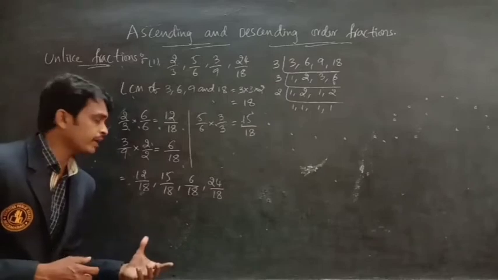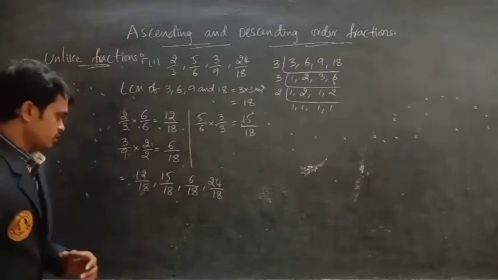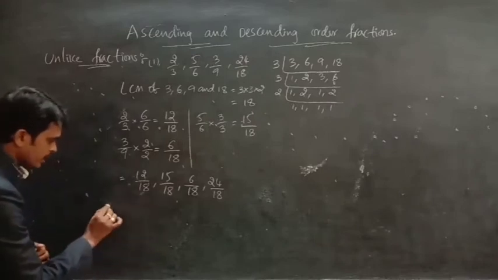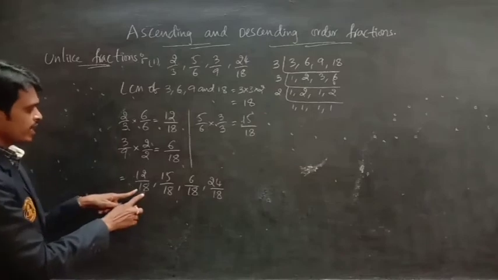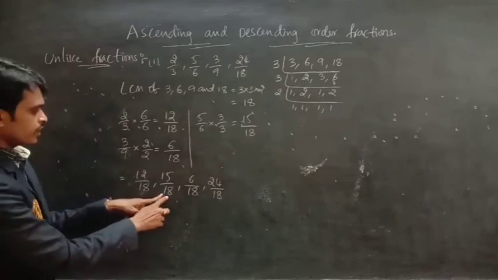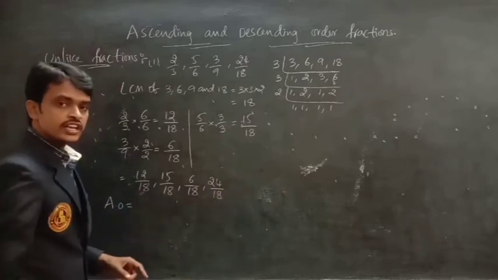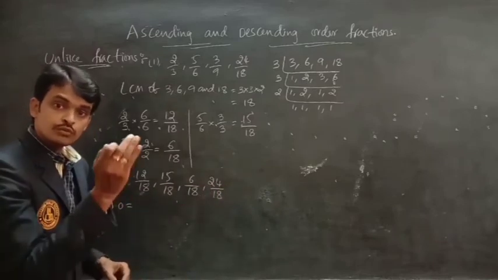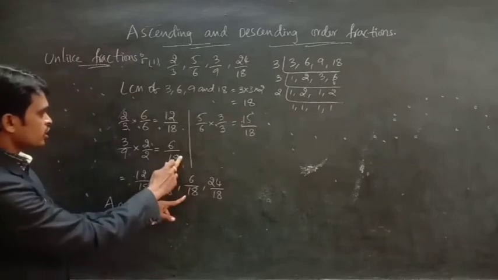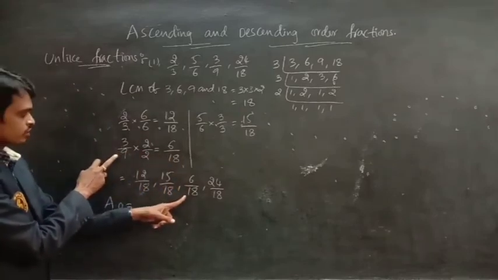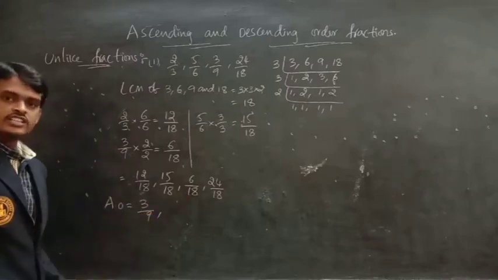Now what do we have to compare? We have to compare only the numerators. Let us write the ascending order. So 12 by 18, 15 by 18, 6 by 18, 24 by 18. Ascending order is nothing but smallest first. 6 by 18 belongs to the fraction 3 by 9, so the first fraction in ascending order is 3 by 9.